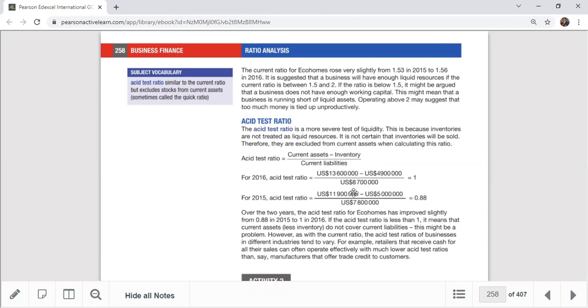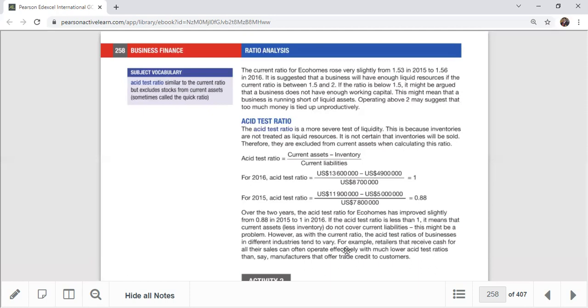Here we look at how quickly they can settle their current liabilities. In this case, it is 13.6 million current assets minus 4.9 million inventory, divided by 8.7 million. You can see it is 1:1, one quick asset to one current liability. For 2015, the acid test ratio is 0.88 quick assets to one current liability: 11.9 million minus 5 million over 7.8 million, so 0.88.